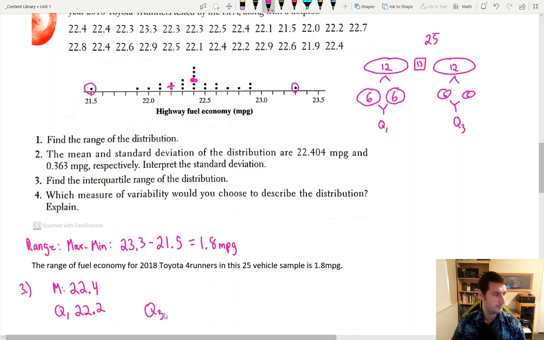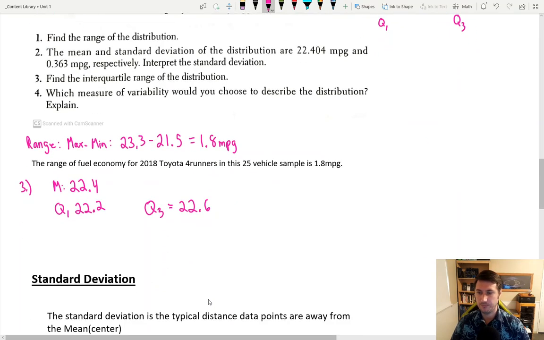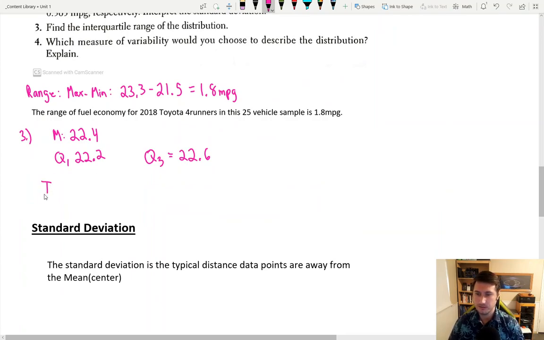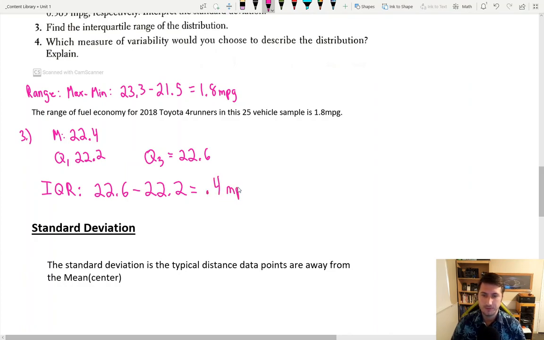Now Q3. I'm going to start from the middle and count over 6 again. 1, 2, 3, 4, 5, 6. Between the 6th and the 7th is right here. Oh, they made it easy on us again because those are the same number. So what's between 22.6 and 22.6? It is 22.6. All right. So now my interquartile range, you can abbreviate IQR, is 22.6 minus 22.2. If I subtract those, oh, that's nice and easy. That's just 0.4 miles per gallon.